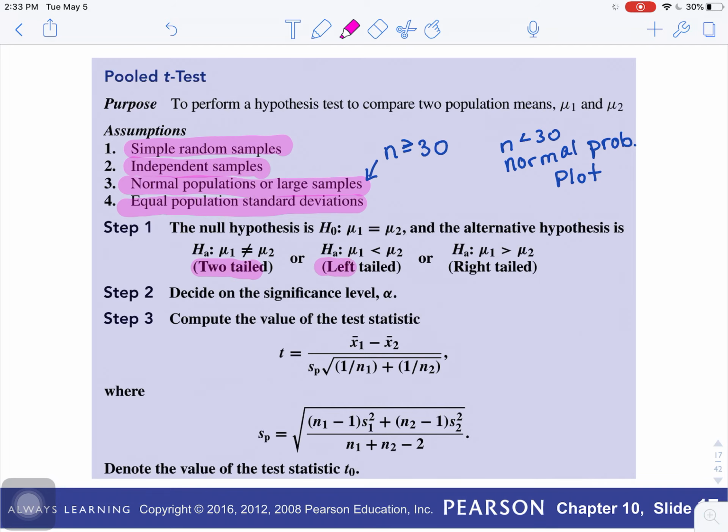Then you have to determine, is it going to be two-tailed, left-tailed, or right-tailed for your alternative hypothesis. The significance level, again, is always going to be provided to you, and then we need you to compute the value of the test statistic. So you are going to use the equation that you've been seeing on the past couple of slides, and don't forget that you have to use the pooled sample standard deviation for your test statistic. So you actually have to compute this first before you can find your t-test.